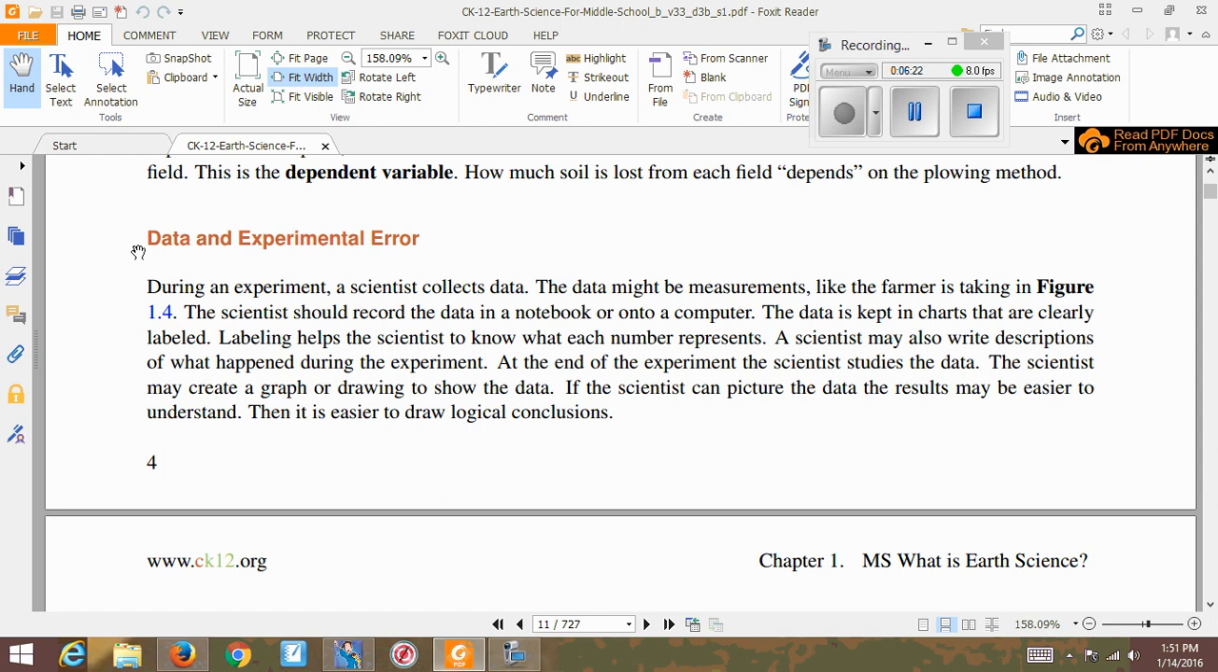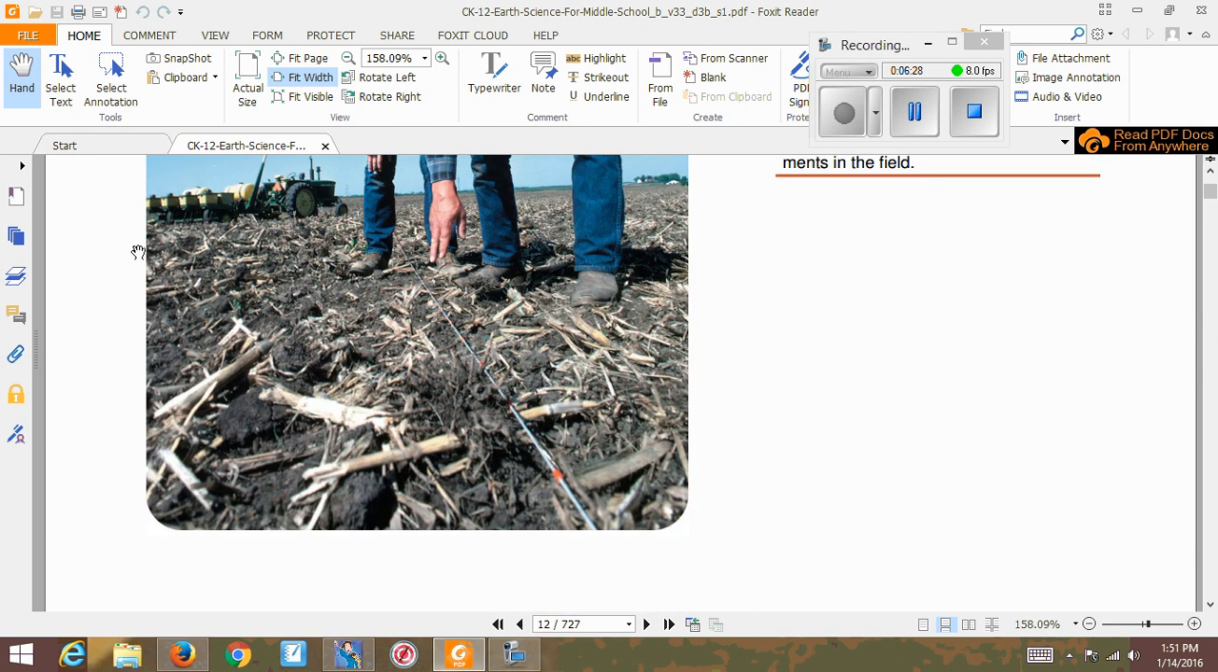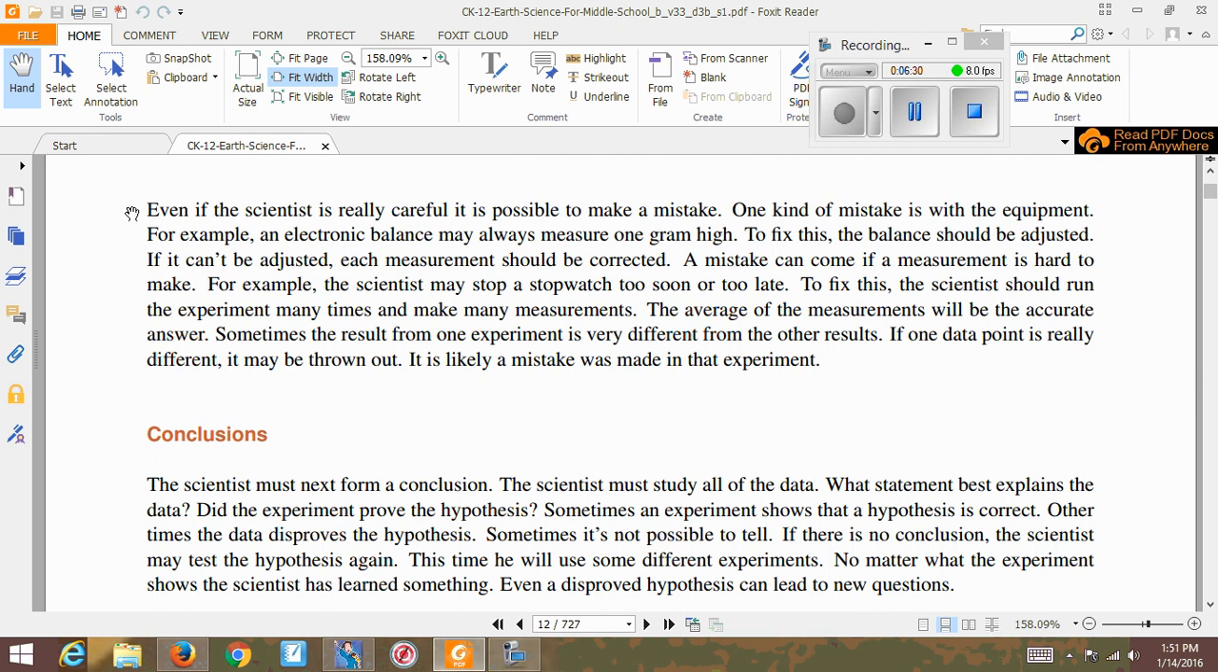Even if the scientist is really careful, it is possible to make a mistake. One kind of mistake is with the equipment. For example, an electronic balance may always measure 1 gram high. To fix this, the balance should be adjusted. If it can't be adjusted, each measurement should be corrected.